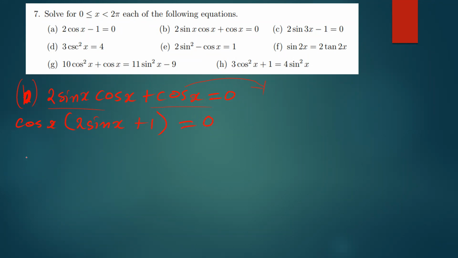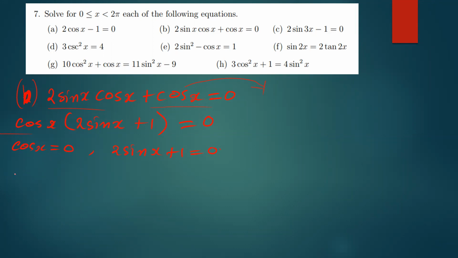So here we have 2 equations which we can split and say the first one is cos x is equal to 0. Then the second equation is 2 sin x plus 1 is equal to 0. Okay, so here don't make a mistake by dividing everything by cos x. No. Okay, so from there we can solve both equations separately.